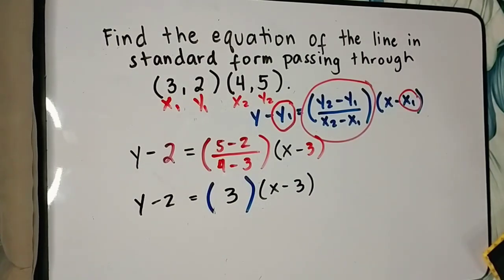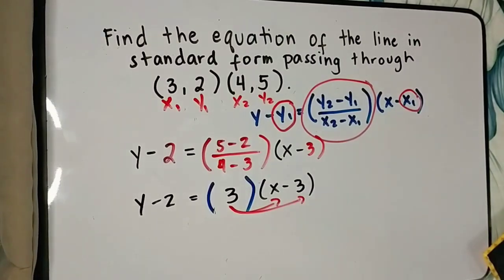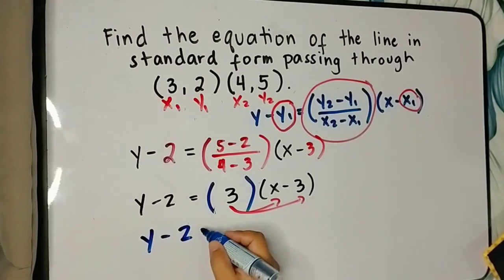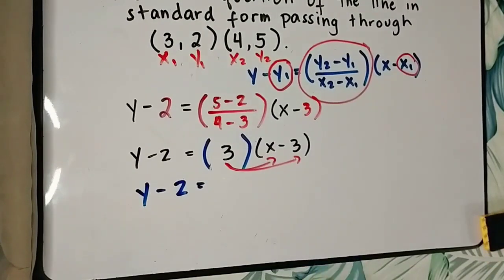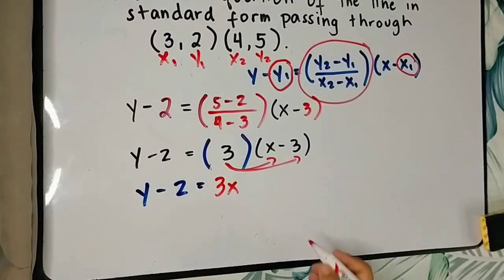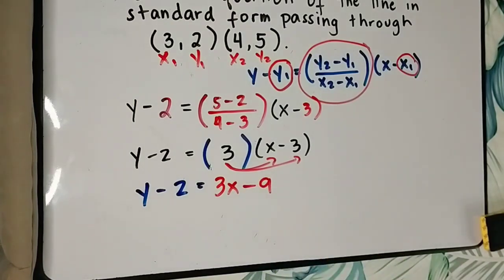After that, we're going now to apply the distributive property of multiplication. So we will multiply 3 to x and to negative 3. So again, simply copy y minus 2. So y minus 2 equals, so 3 times x, that is 3x, then 3 times negative 3, that is negative 9. After that, combine like terms.